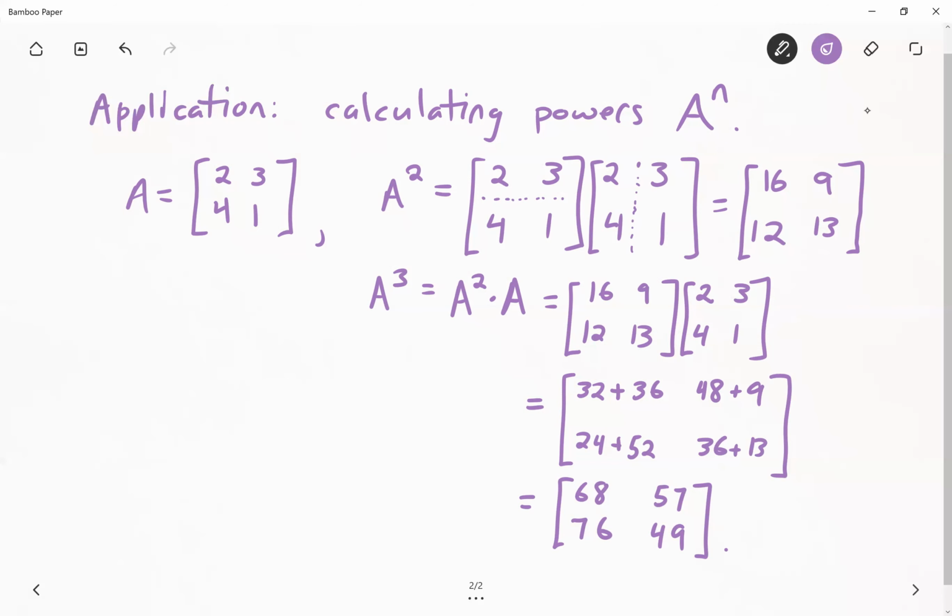But imagine if someone asked you to calculate A to the 10th. This is perhaps something you don't want to do. But if you have a diagonalization of your matrix A available, it's not too bad. Let me show you why. And so let's use the factorization A equals P times D times P inverse.